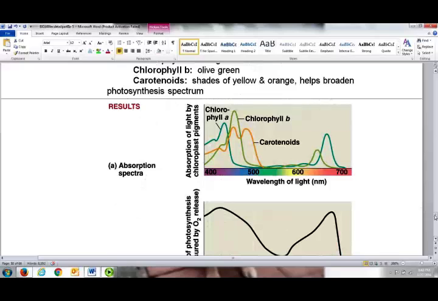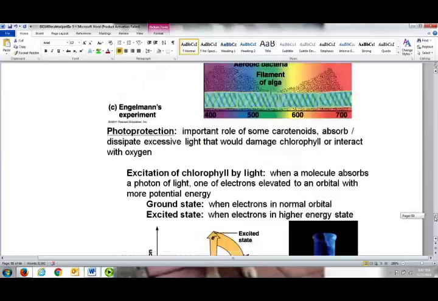So when you look at leaves in the spring and the summer when they're green, they still do have the carotenoids. You're just not seeing them because of the chlorophylls being more robust and healthier. In the fall, when the chlorophylls start to dry up, that's when you see the carotenoids that were always there anyway. Another important role of some of the carotenoids is photoprotection. It helps to absorb or dissipate excessive light that would damage the chlorophyll or interact with the oxygen. So it is actually possible to sunburn a plant.